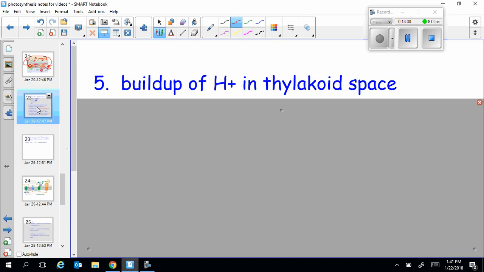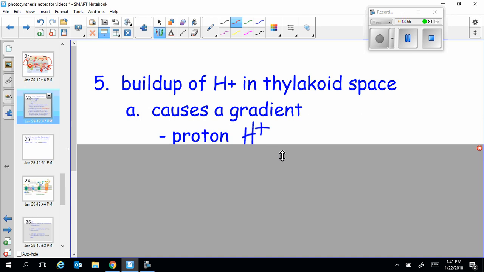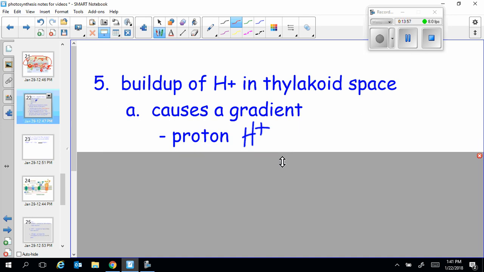All right, so when you have built up these H pluses inside of the thylakoid space, you actually create a gradient that you're going to be able to use. It's sort of like building up water using a dam and then letting the dam go, and now the water had so much potential it provides energy. So the buildup of H plus in the thylakoid space causes a gradient. You could call it a proton gradient or an H plus gradient.